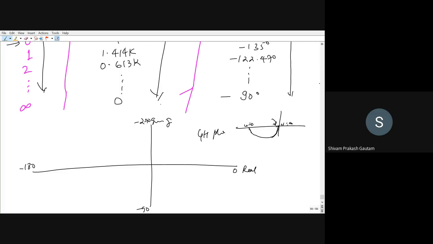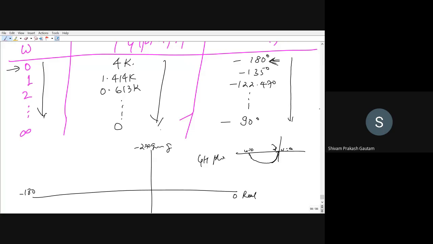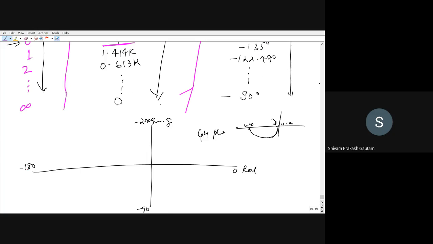So at omega equal to 0, what magnitude do you see? This magnitude is 4K, and what is the phase? Phase is minus 180 degree. Minus 180 degree is this line. This is the minus 180 degree line. So you can cut a line and mark that this is 4K. The distance from the origin is 4K, and the phase is on the minus 180 degree line.